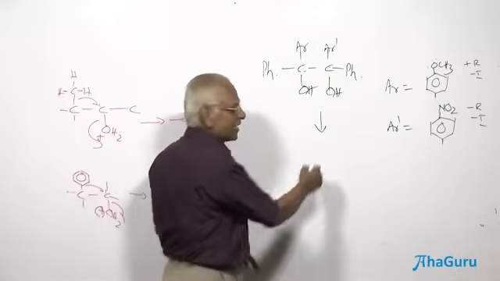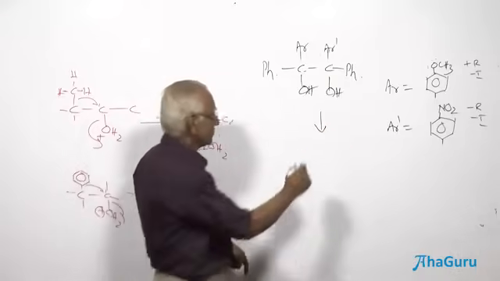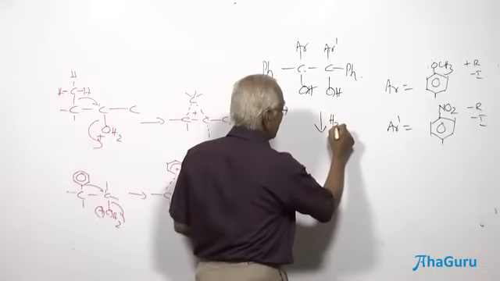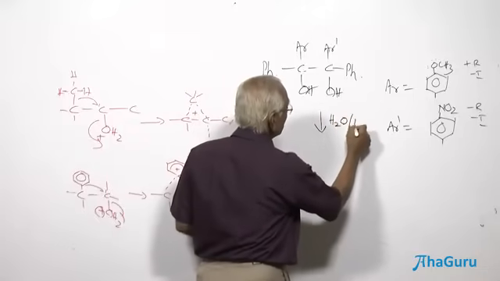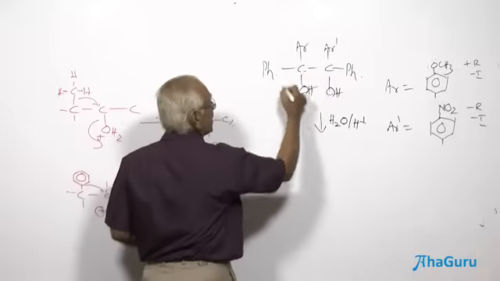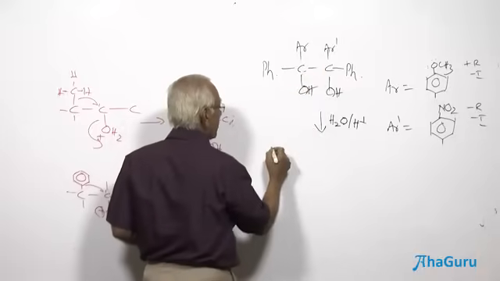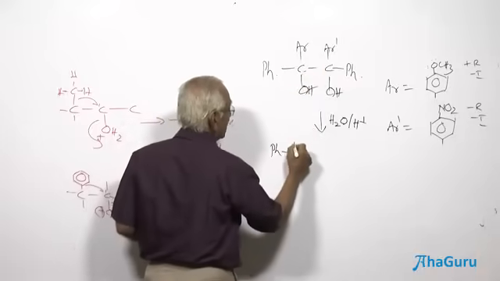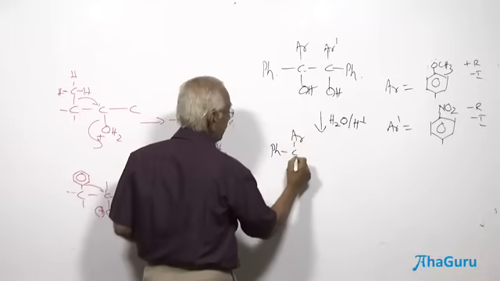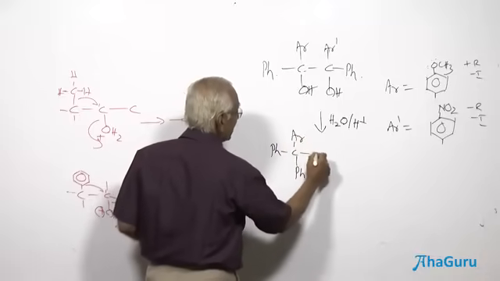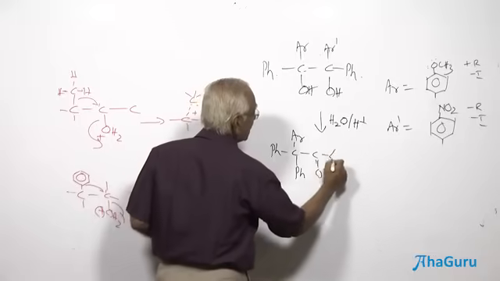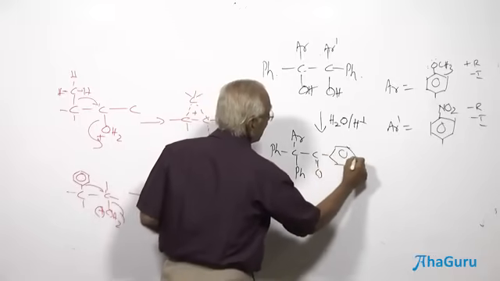Now shall we write straight away the product here? H2O plus H plus, and we have decided to remove this and the phenyl group to migrate here. So this is going to be there, paramethoxyphenyl. The phenyl only is going to be here, C double bond O, and this is connected to paranitrophenyl.